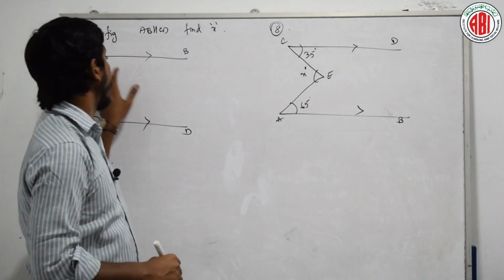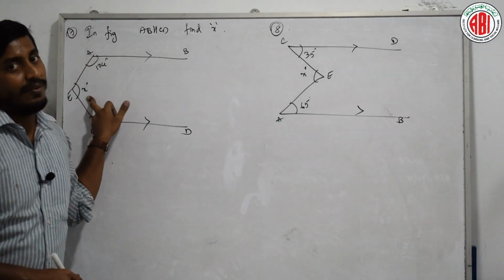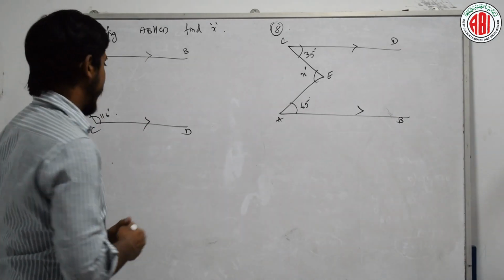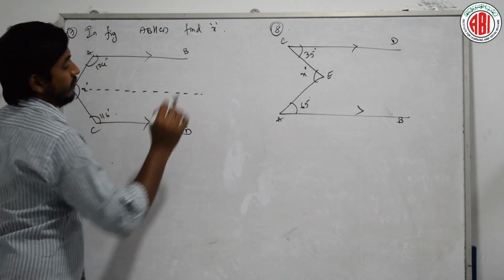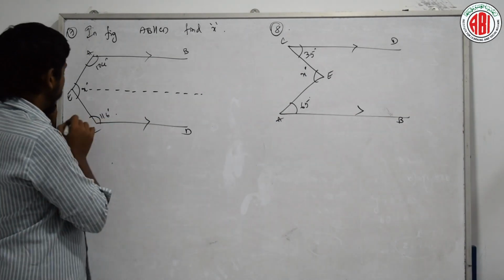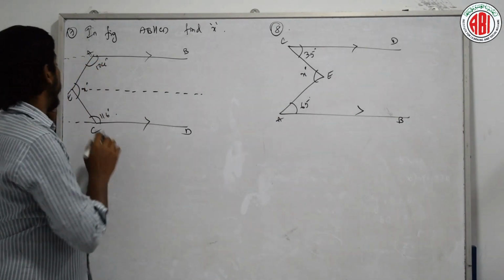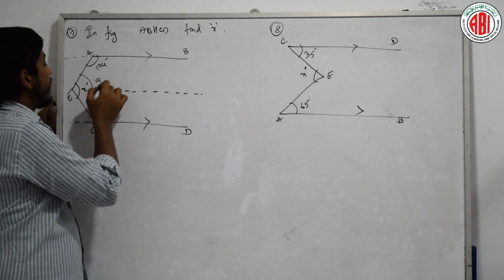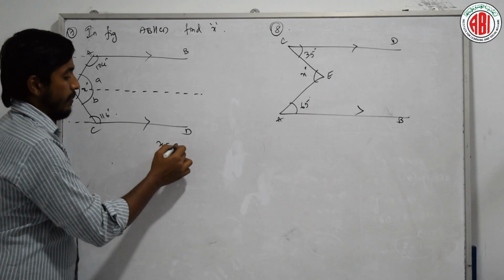He is telling in this figure AB is parallel to CD. And he is asking us to find the x which is in between. How do we do? Just draw an imaginary line. Okay, and if you want to extend, you can extend here also. Is it fine? Now see here, let us say this as A and this as B, so that x is equal to A plus B.